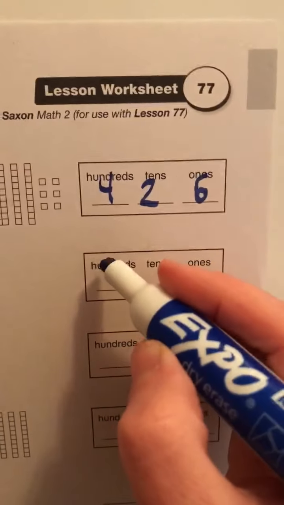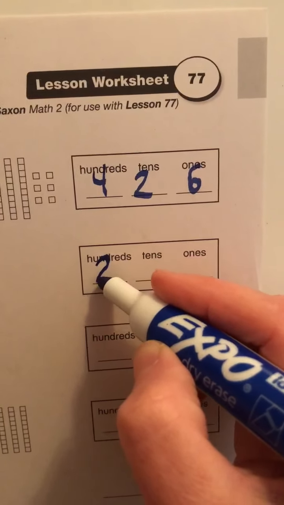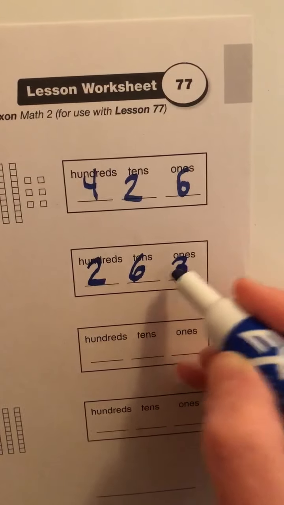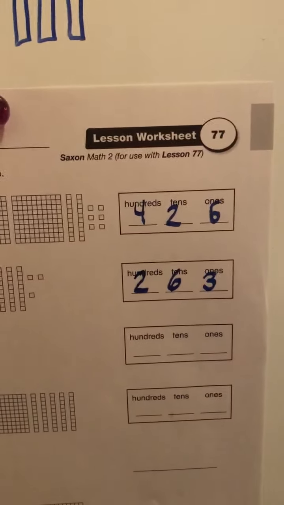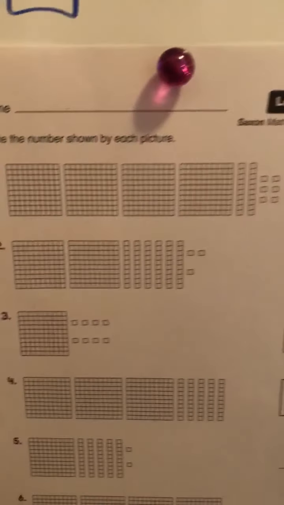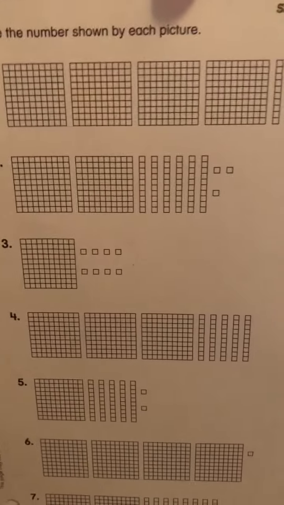Okay, good. You should have written 2 hundreds, 6 tens, and 3 ones. And what number is that? 263. Good job, guys. You're getting the hang of this. Excellent. Okay, let's go to number 3.